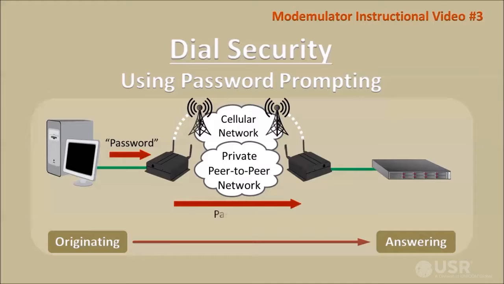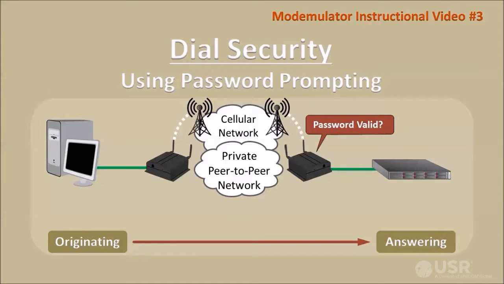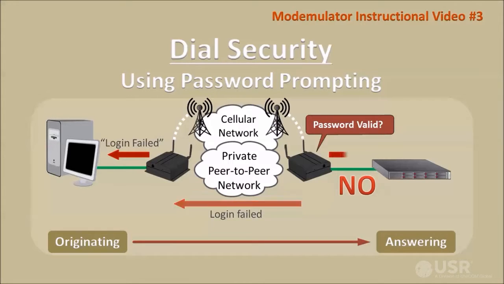The user or application at the originating end must then send a password to the answering modemulator. The answering modemulator will compare the password to its list of valid passwords. If the password is not valid, the connection will not be allowed. If a password match is found, the connection will complete.